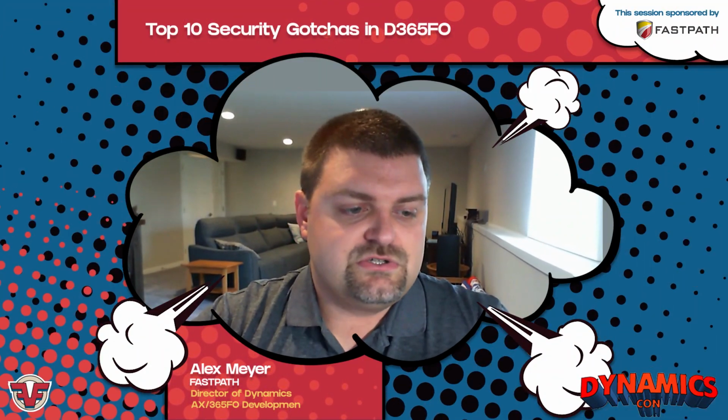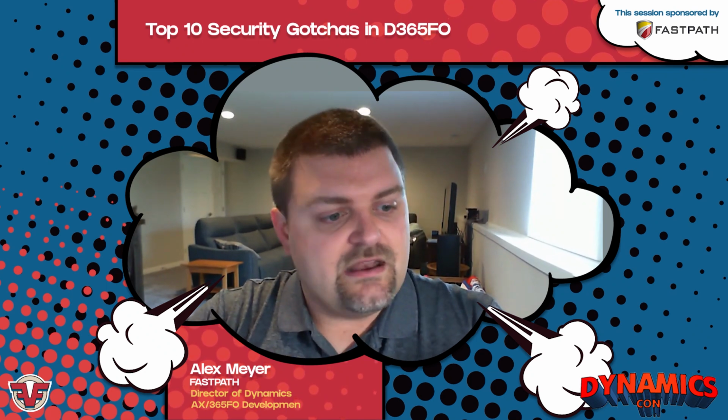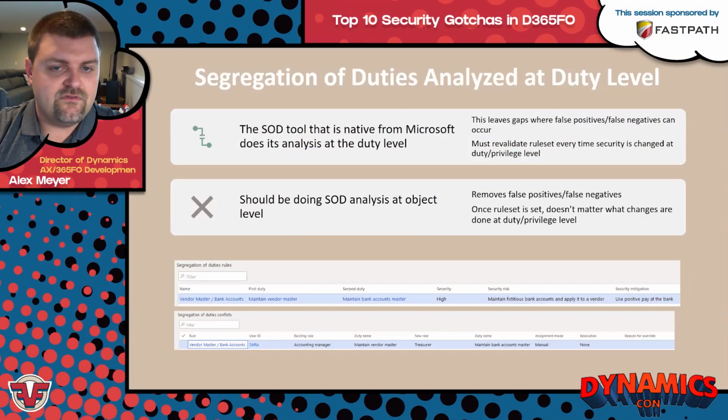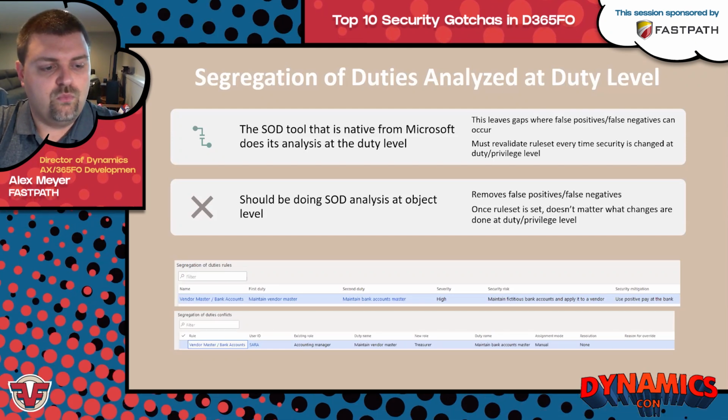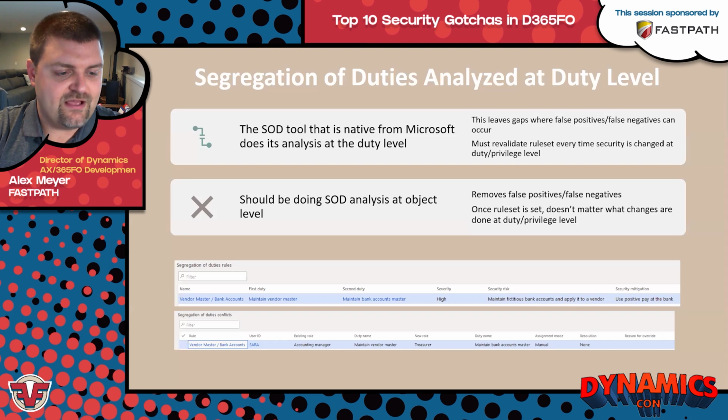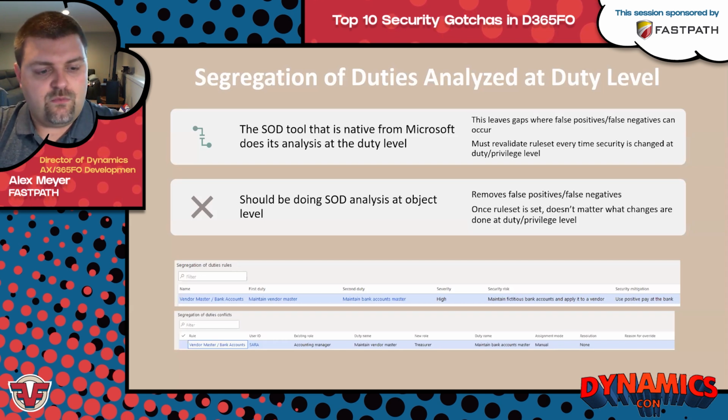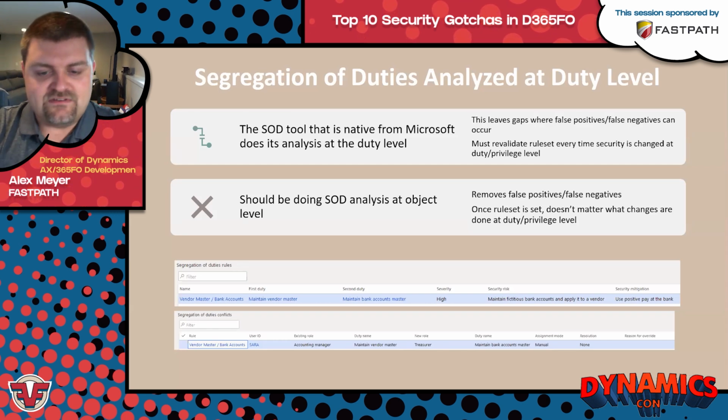At the bottom here, I just took a screenshot of me going in and actually setting up, using the native SOD tool from Microsoft, a rule here at the top between vendor master and bank account. So you can see that we're able to go in. Our first duty here is maintain vendor master. Our second duty is maintain bank account master. You have a severity and a security risk, which is basically a description of that. And then a mitigation that you're going to use.